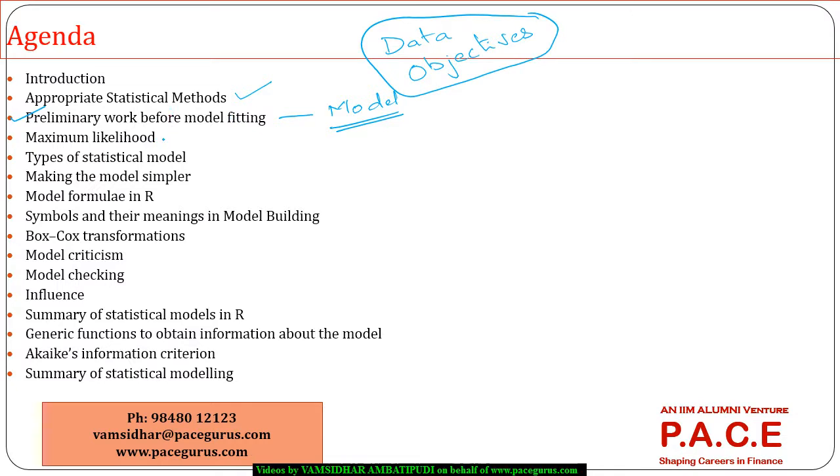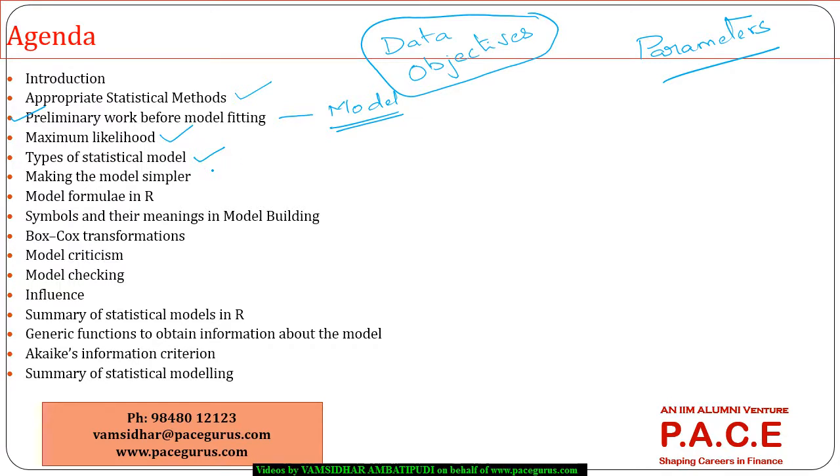So in this context, we will understand what we mean by maximum likelihood and how this maximum likelihood actually helps me in estimating the parameters of a particular model. And we will talk about different types of statistical models, including the context in which each model would be more handy.